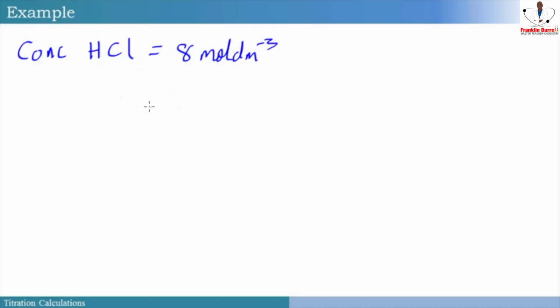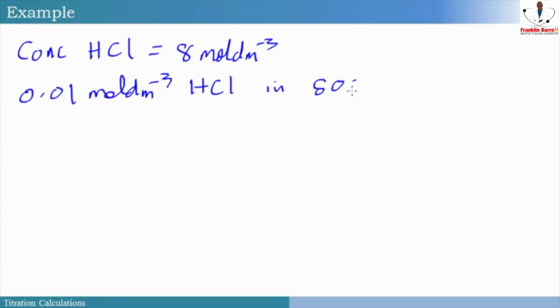Now we want a much lower concentration. For example, we want a concentration of, say, 0.01 moles per dm cube HCl. And we want this in a 500 cm cube volumetric flask. We are going to use the dilution method in terms of the calculation.